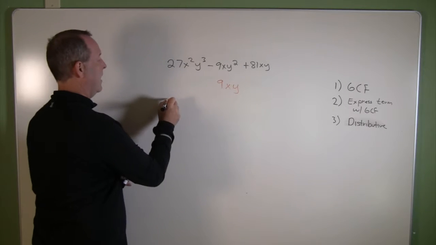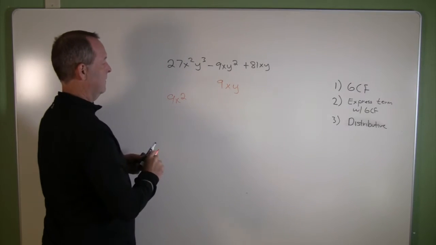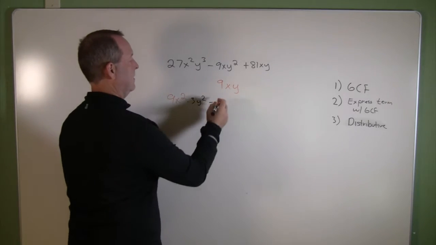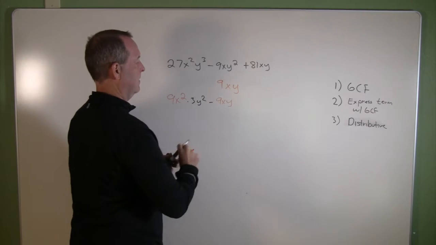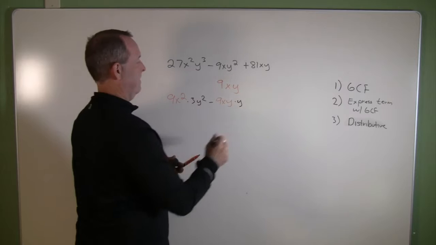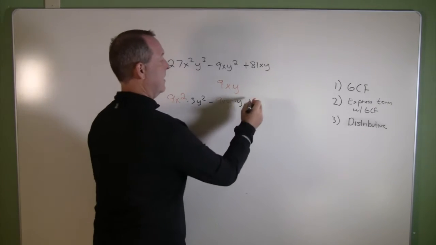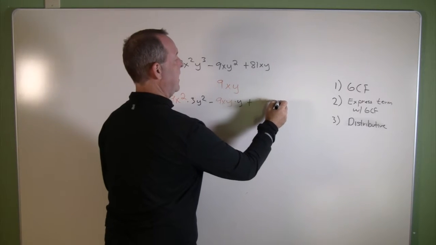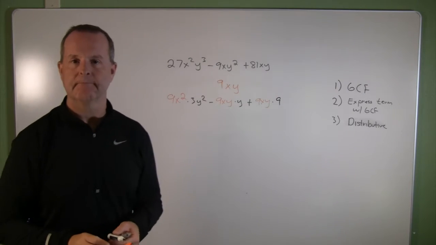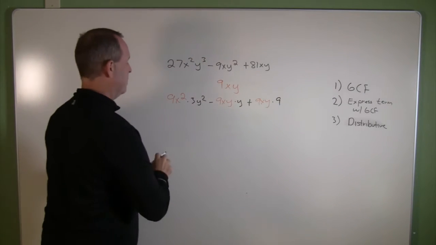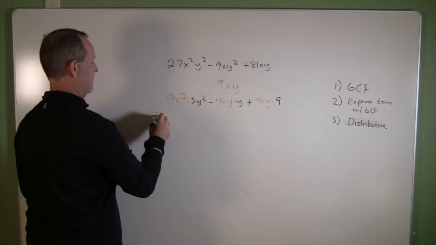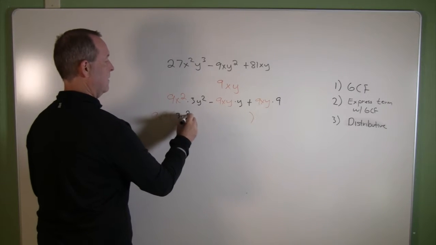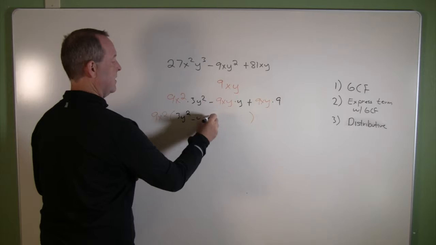Express the term. I'll rewrite it as 9x squared times 3y squared minus 9xy times a y plus 9xy times a 9. Pull the 9xy's out through distributive property. What I'm left with then is 9xy times a 3y squared minus a y plus a 9.